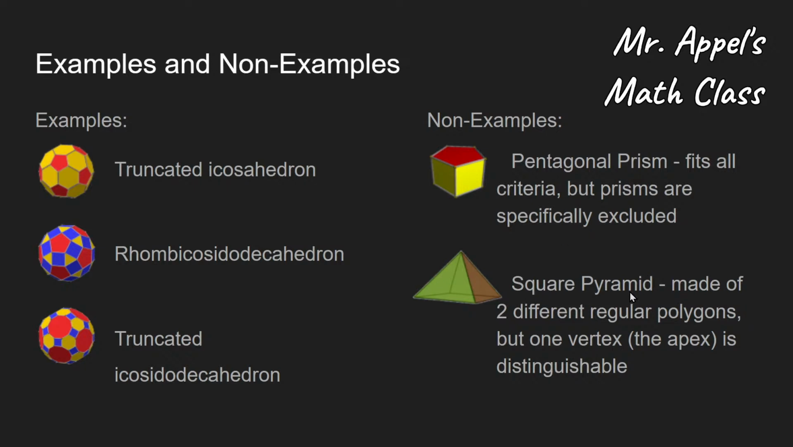And here we have a square pyramid, which is made of two different regular polygons. We got triangles up top and a square down here. But because the one vertex, called the apex on our pyramid, is distinguishable from the others, that is, we can tell that this is the top because it's all triangles coming together, whereas down here we have two triangles and a square, they're different from the one up here. The fact that I can orient this meaningfully tells us it cannot be an Archimedean solid.